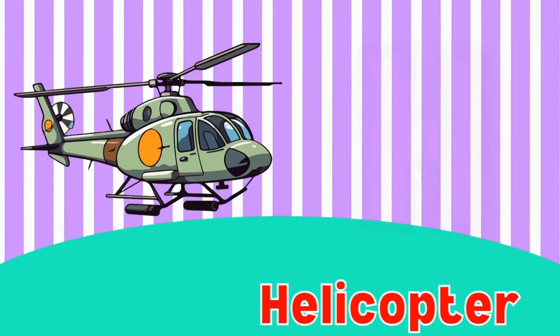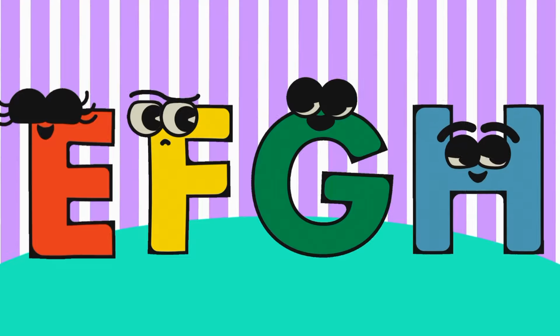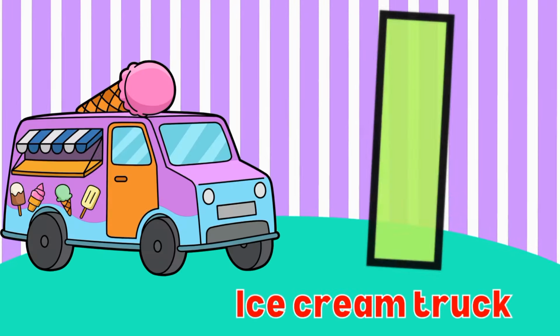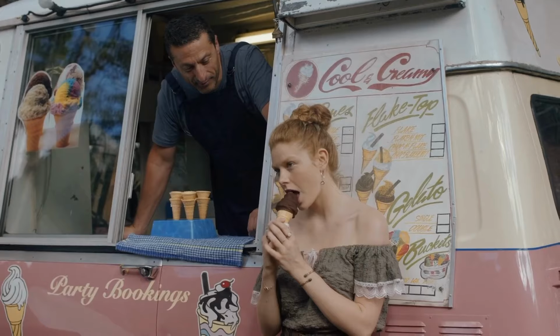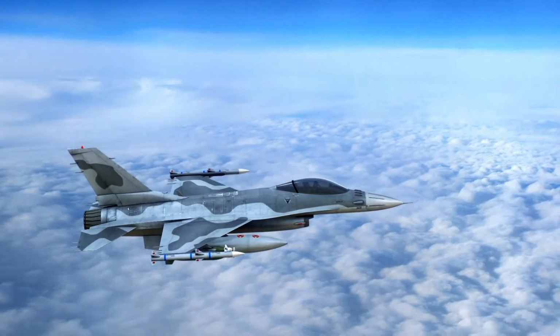I is for ice cream truck. Ice cream truck. J is for jet. Jet. K is for kayak. Kayak. L is for locomotive. Locomotive.